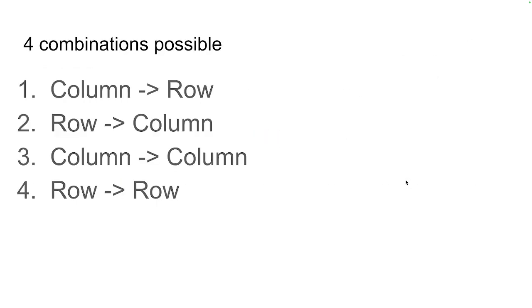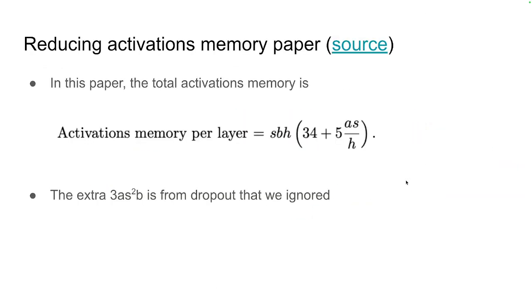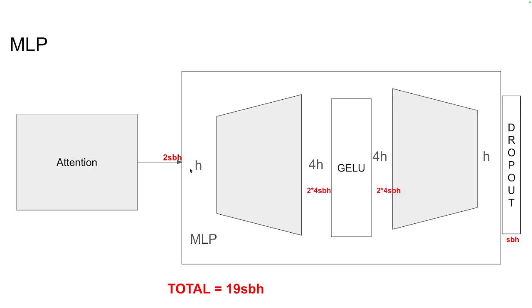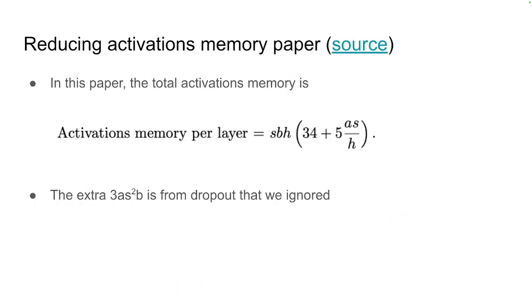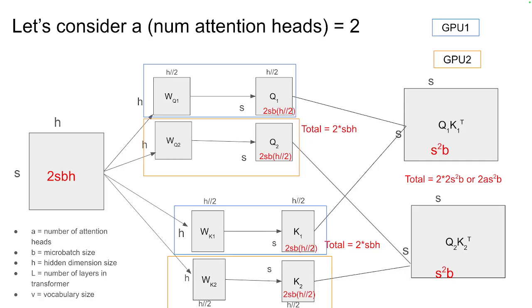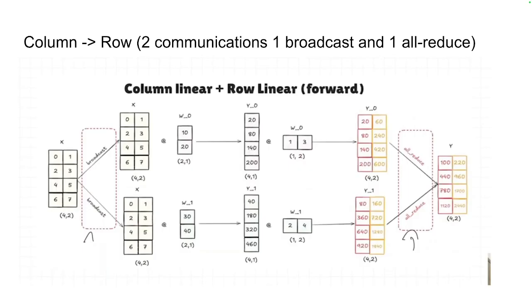So if I go back to my MLP diagram, here you can have this one to be column parallel, and then you apply GELU, and this one to be row parallel, and this is how your MLP will be structured for tensor parallelism. Okay, so this was only for the MLP layer that we discussed.